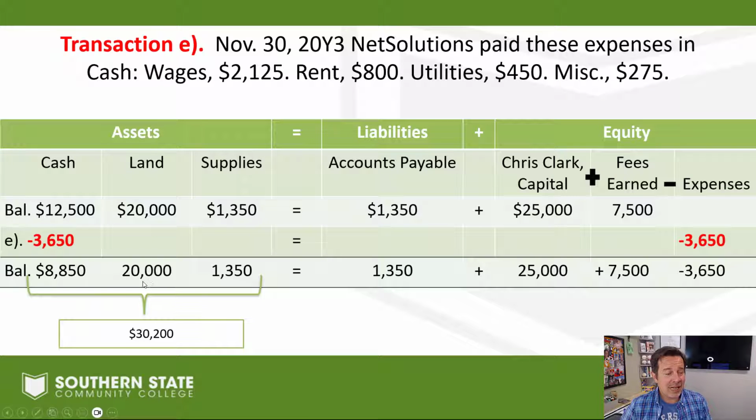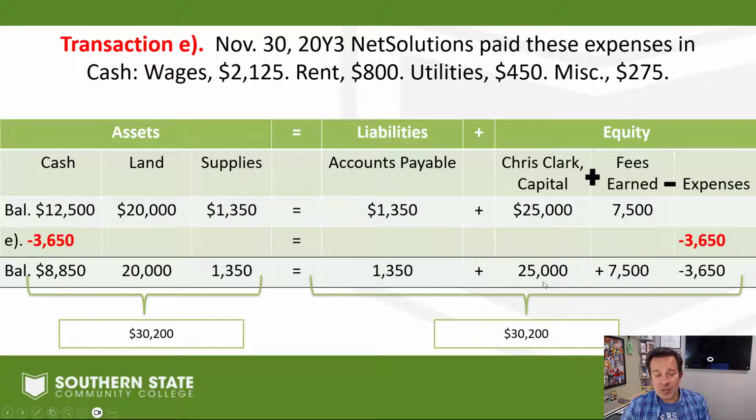$30,200 on the asset side is equal to $30,200 on the liabilities plus equity side. And if you don't trust me that I did the math there, get out your calculator. As an accountant, you can never be too far from your beloved trusty calculator. Math it up and see if you get the same thing. Double check me. If you find an error, let me know, and I'll throw some bonus points your way. All right, and then I'll edit that error out of the video. But right now, I think we're okay. Assets equal liabilities plus equity.